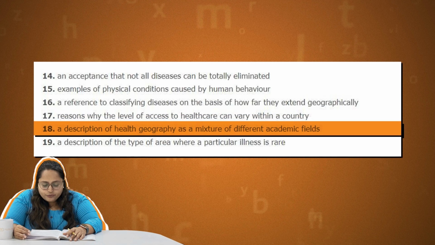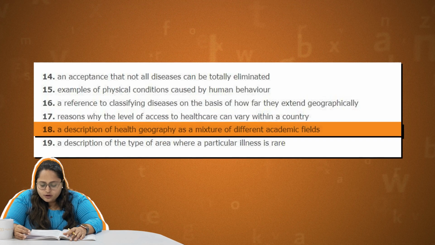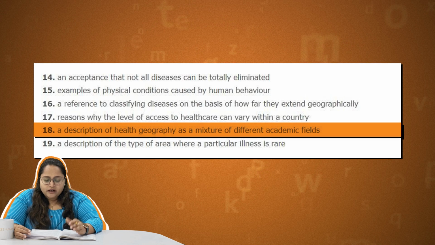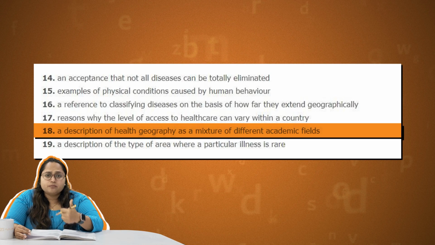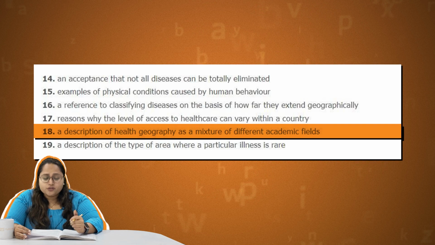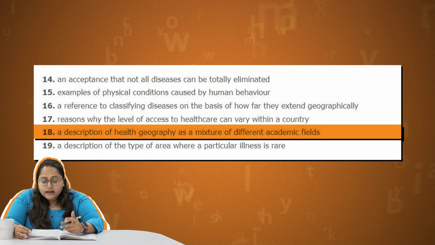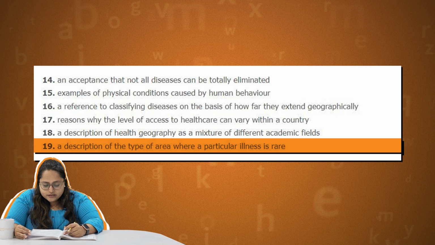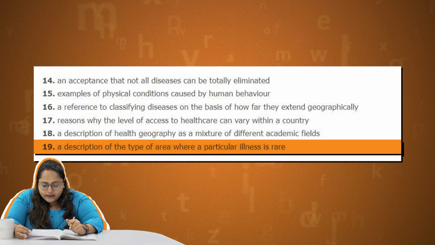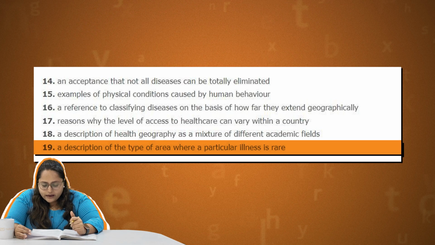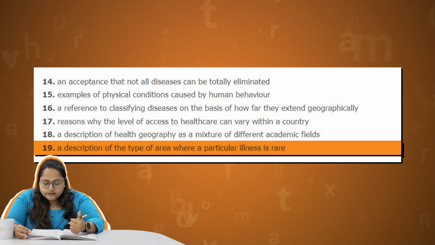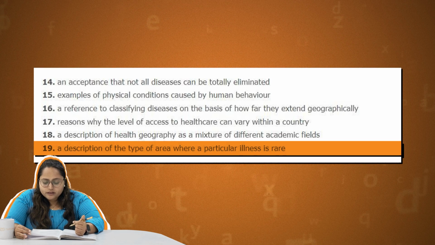A description of health geography as a mixture of different academic fields. Underline the word description. Description means definition. Health geography, mixture, academic field. Underline those words. A description of a type of area where a particular illness is rare. So underline the words description, type, particular, illness, rare. Now once you have underlined the words, try understanding the meaning of the particular sentence.